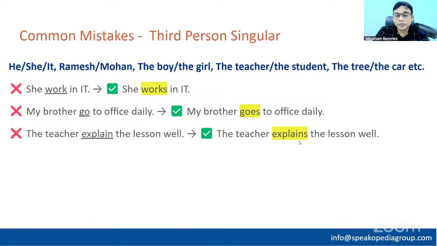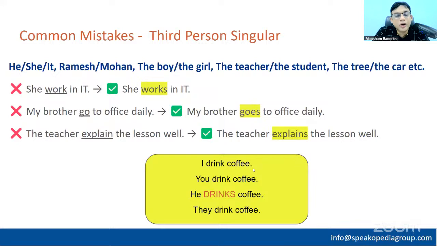Okay. So see this. "I drink coffee" is correct. "You drink coffee" is correct. "They drink coffee" is correct. But the moment it is third person singular: he, she, it, Mohan, Raju, Ramesh, the teacher, the cat, the dog, the tree, all third person singular, we add S or ES with the verb. So he drinks coffee. She drinks coffee. Okay. But they drink coffee. I drink coffee. You drink coffee.